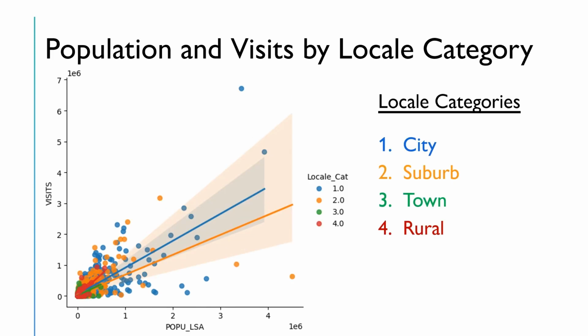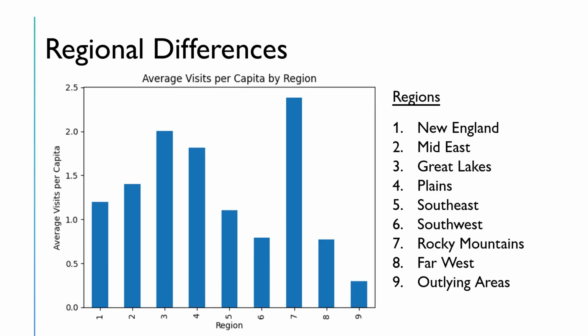Interestingly, locale category such as city, suburb, town, and rural also influences number of visits, as can be seen here. There are also differences in the number of average visits per capita by region, with the Rocky Mountains region having the highest number, while outlying areas have the lowest.